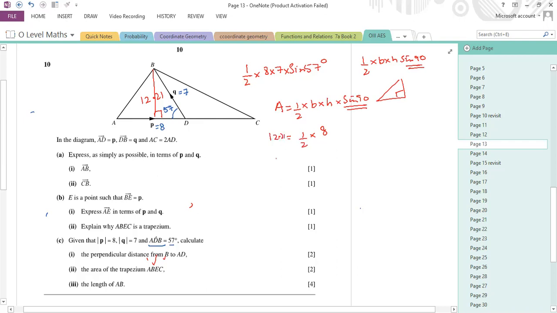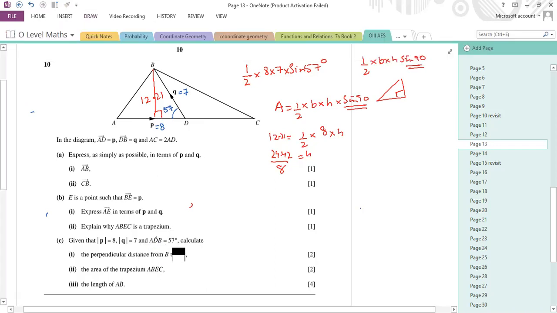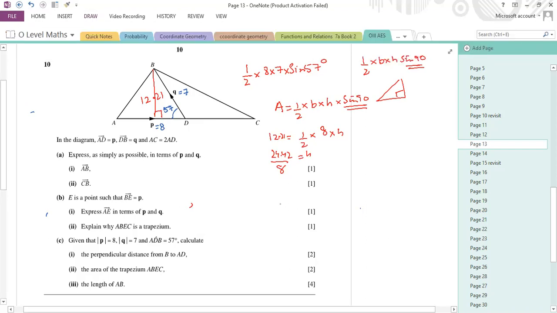Okay, so now what are you going to get? It is 24.42 divided by 8 is equal to h. All right, now we are going to get this height, this perpendicular distance from B to AD. Please practice it thoroughly because this is going to come up over and over again. So yes, we have got it. Now what is the answer? Multiply by 2, divided by 8, so 3.05.